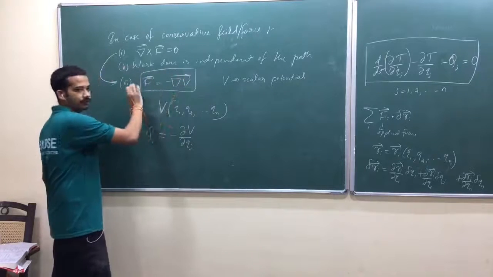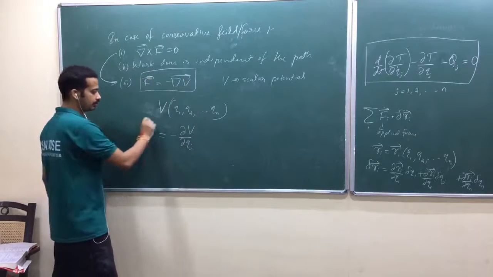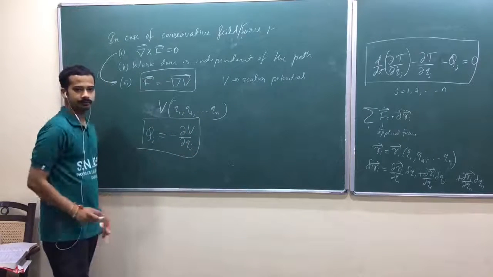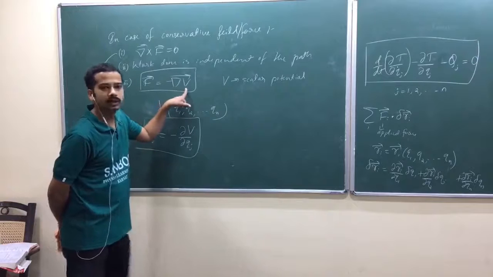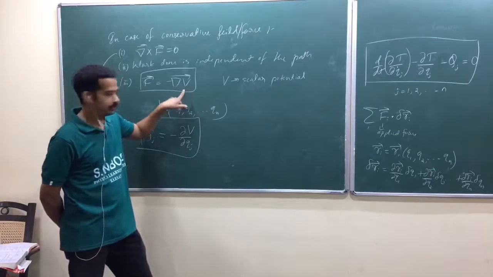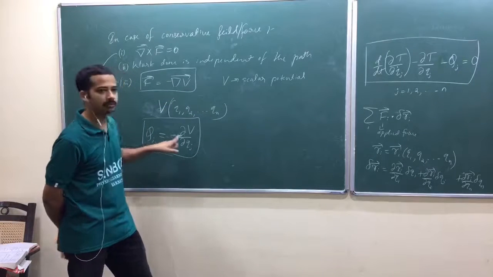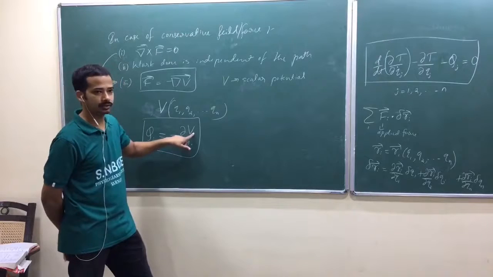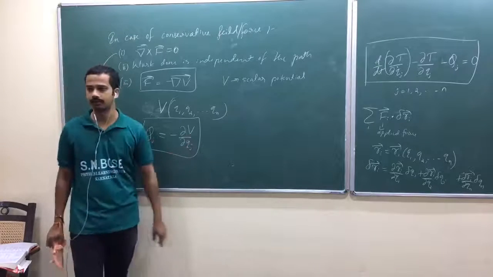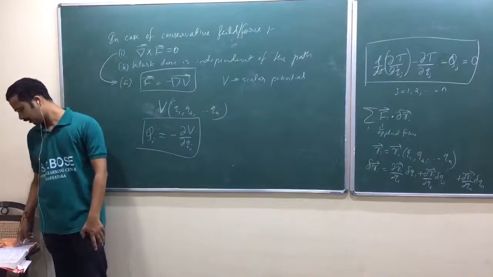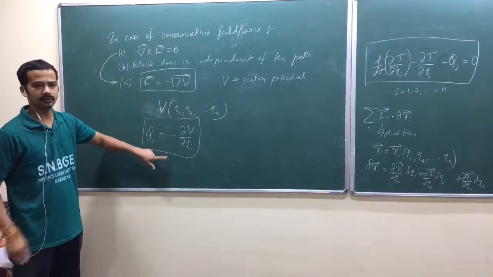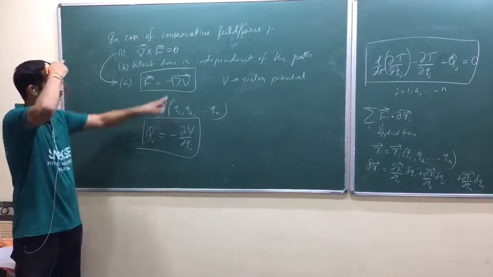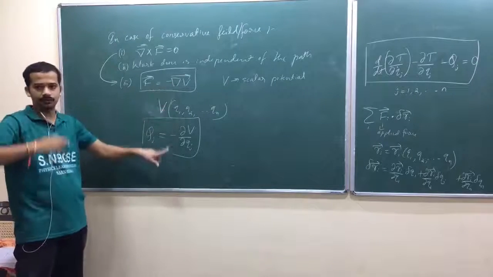This is a similar equation. This one is in terms of vector, and this one is in terms of scalar. We say force can be derived out of a scalar. Similarly here, the generalized force can be derived out of the potential. And I think we can show this one. By taking the del definition, we can show this one.